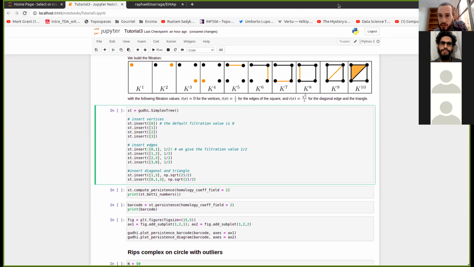Vertices 0, 1, 2, 3. I add the edge 0, 1, the edge 1, 2, the edge 2, 3, and 3, 0. And at last, I add this diagonal edge 1, 3, and then the triangle 0, 1, 3. And I give the value square root of 2/2.